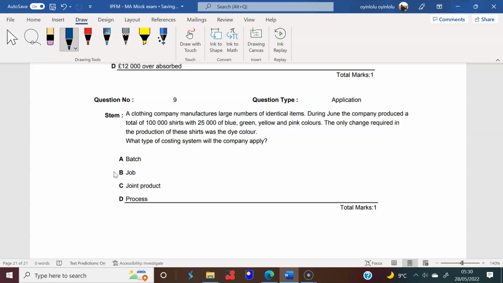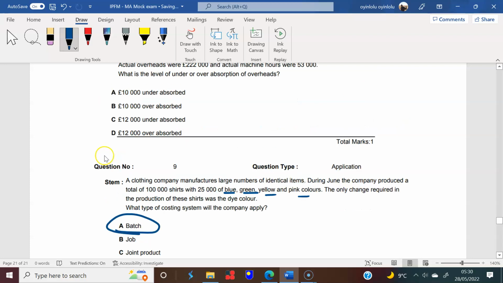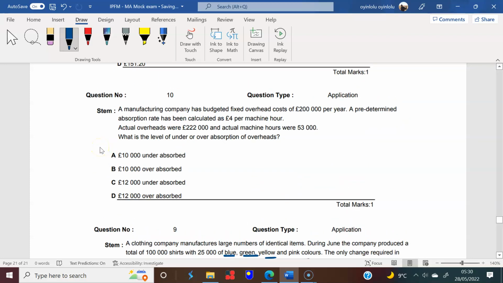Question 9 is telling us about this. You're making these products, but if you think about it, you make 25,000 of blue, then 25,000 of green, and so forth. This is classic batch costing, isn't it? Or batch production. You're making lots of things in batches. So the answer there is batch accounting.